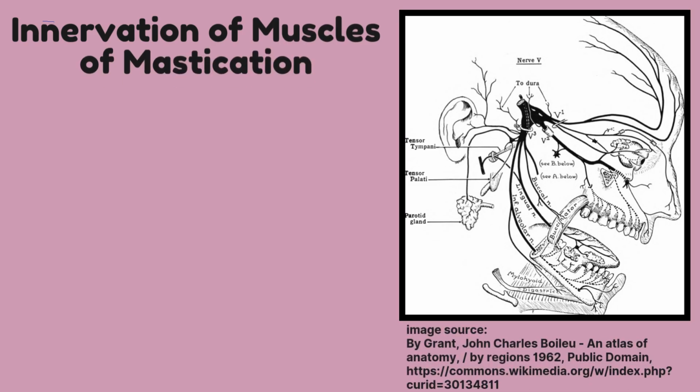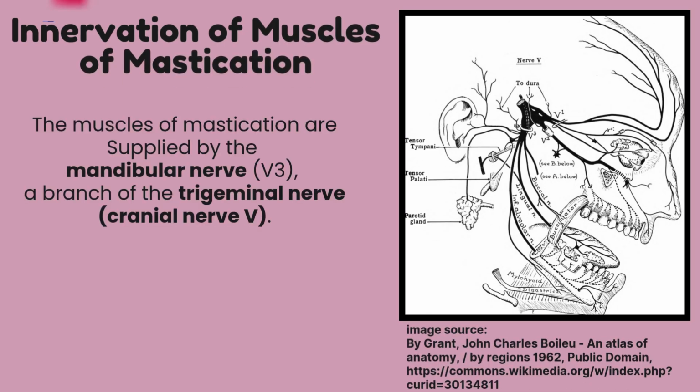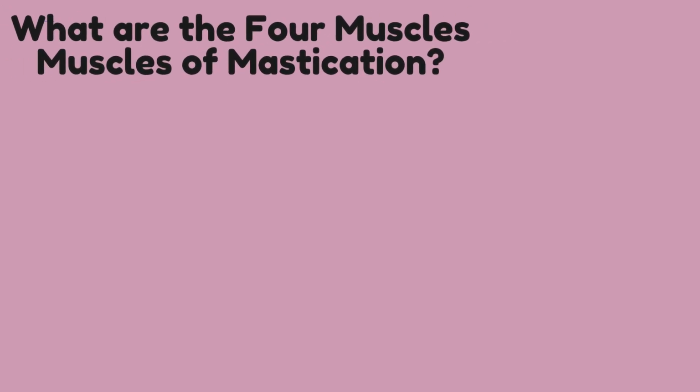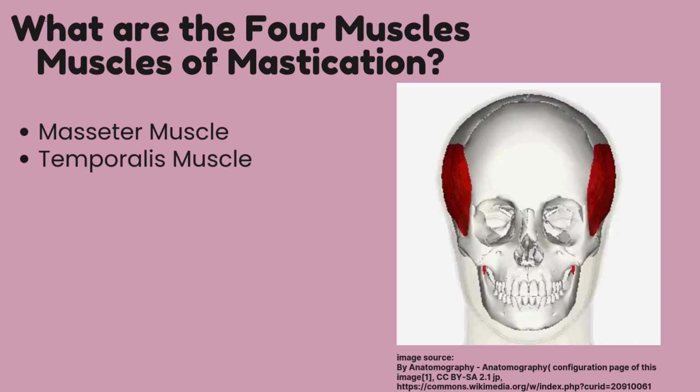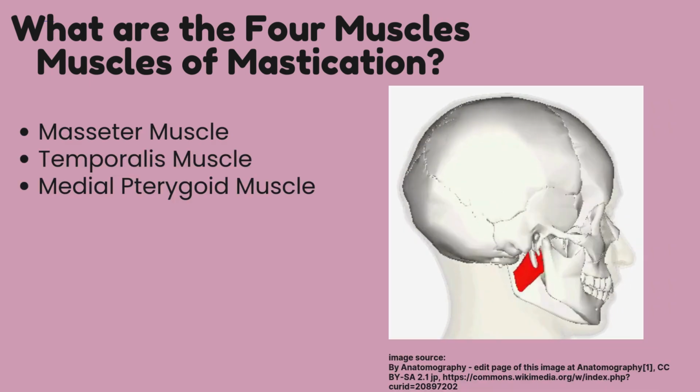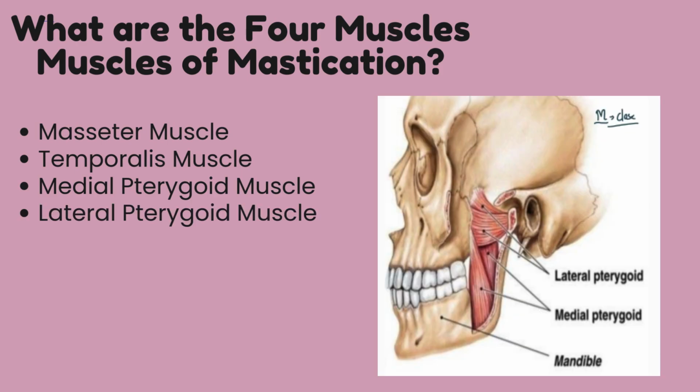What is the innervation of the muscles of mastication? The muscles of mastication are supplied by the mandibular nerve, which is a branch of the trigeminal nerve. The four muscles of mastication are the masseter muscle, temporalis muscle, medial pterygoid muscle, and lateral pterygoid muscle. We will discuss them one by one.